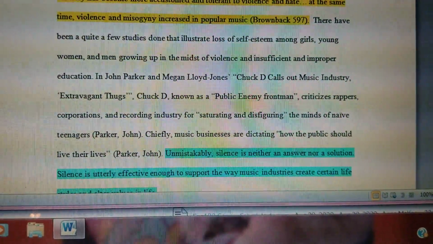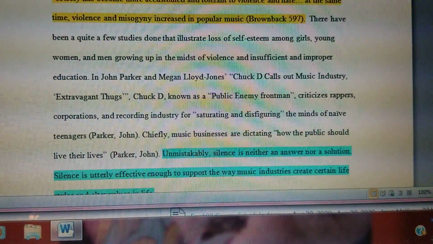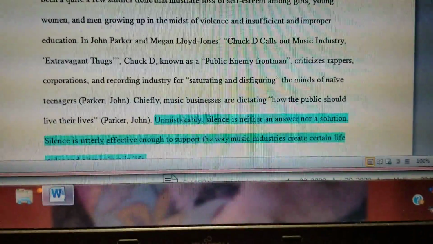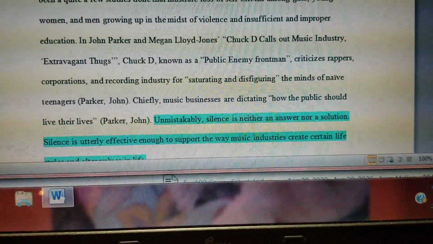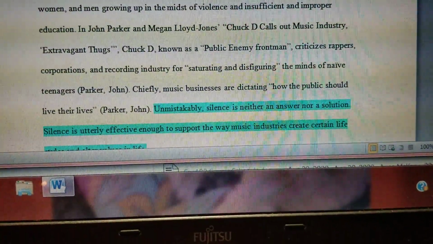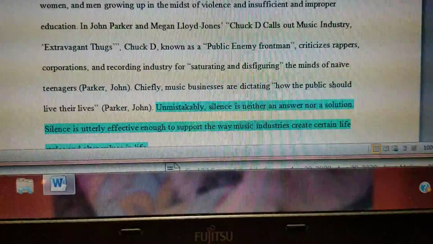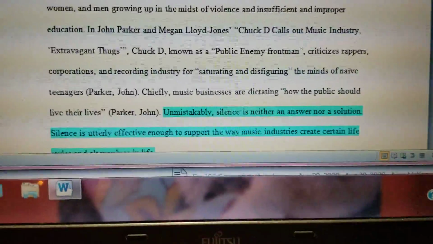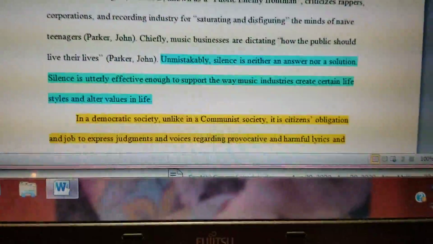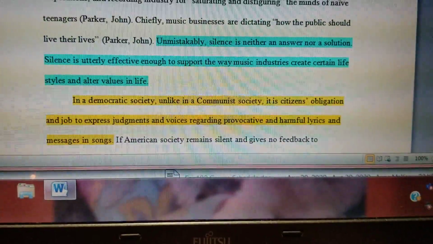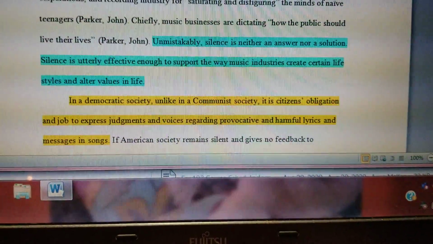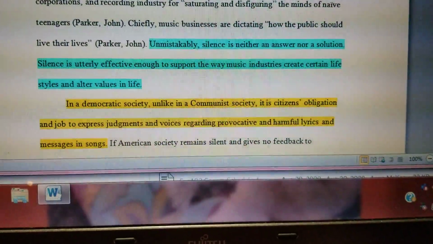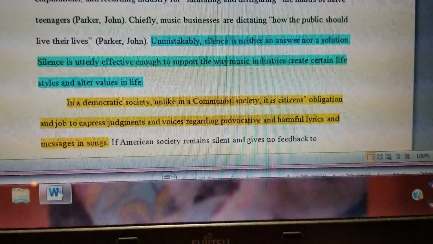Chuck D, the former Public Enemy frontman, criticizes rappers, corporations, and the recording industry for, quote, saturating and disfiguring the minds of naive teenagers. Chiefly, music businesses are dictating, quote, how the public should live their lives. She goes on, unmistakably, silence is neither an answer nor a solution. Silence is utterly effective enough to support the way music industry creates certain lifestyles and alter values in life.